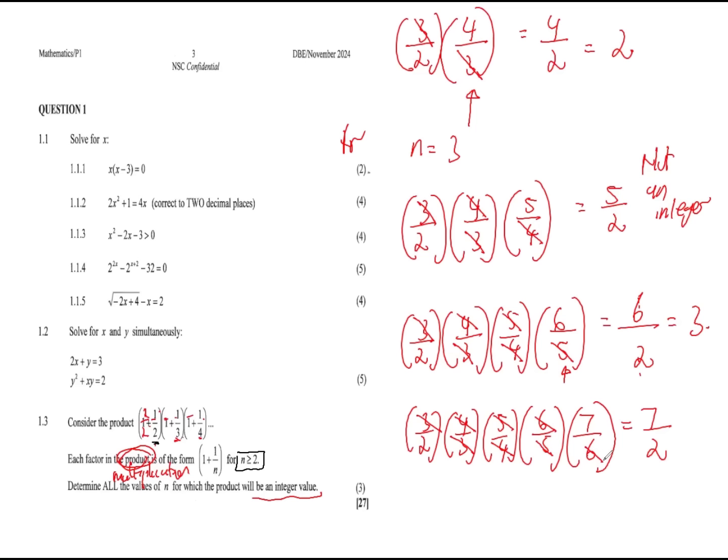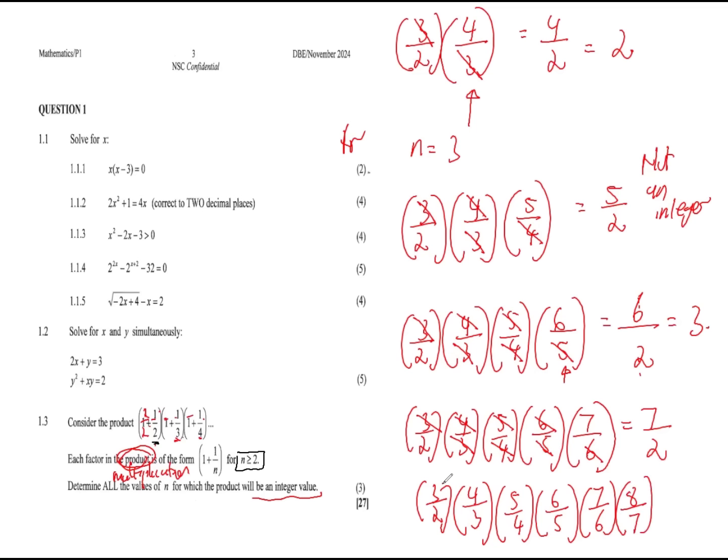Now let's consider when n will be equal to 7. So at this point, I think you actually pick the trend. So 4 over 3, and then 5 over 4, and then we have 6 over 5. We have 7 over 6, and then we have 8 over 7. So what happens? Everything cancels. Then we are left with 8 over 2. 8 over 2 will give us what?